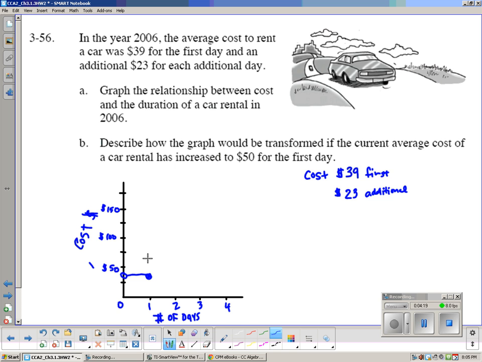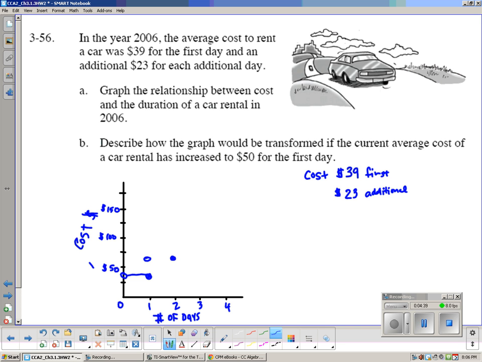So I'm going to think about it here. I'm going to start it with an open circle because if you think about it, I'm still at 1 day right now. For 1 day, I'm only paying $39. It's for that first minute that I have that car. Beyond that, I'm going to pay that extra $23 all the way through the end of that second day.